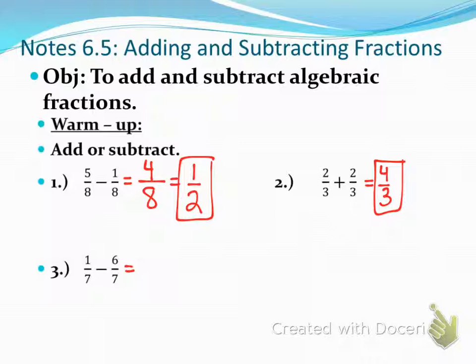On warm-up number 3, Keon? Disagree. Closer. Ryan? -5/7. Good. So we've got 1 minus 6. That gives us a -5. Denominator stays a 7. Can that reduce? No. So we leave it alone.